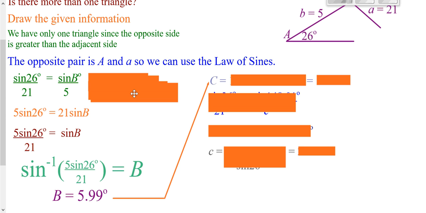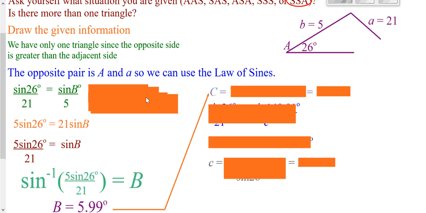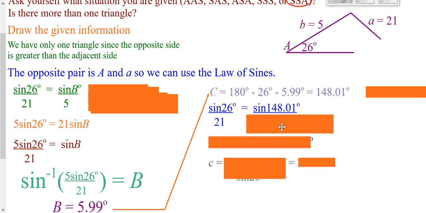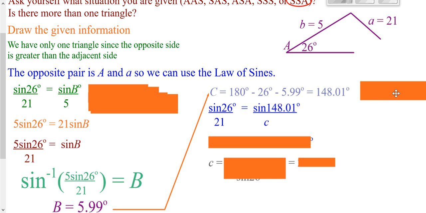And now, if you know two angles, you can easily get your third angle by subtracting from 180. So 180 minus our given angle, minus what we just figured out for B, tells us that C, angle C, is about 148. Then we can start off by doing our opposite pair, then going the sine of our angle over the remaining side that we need to find, which is C.